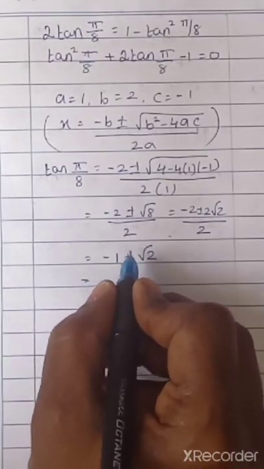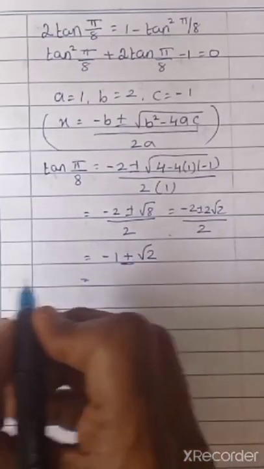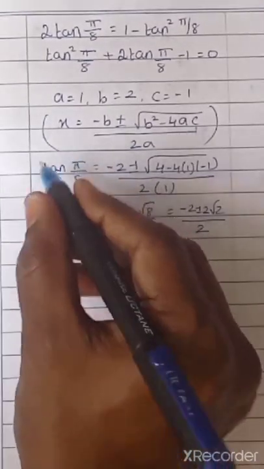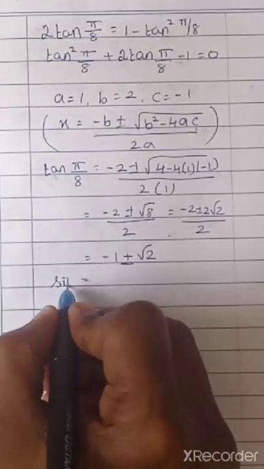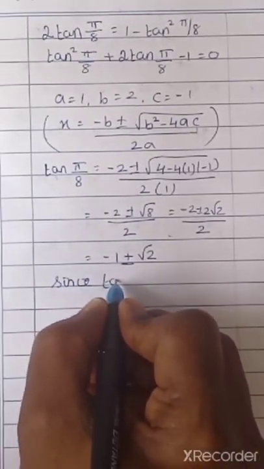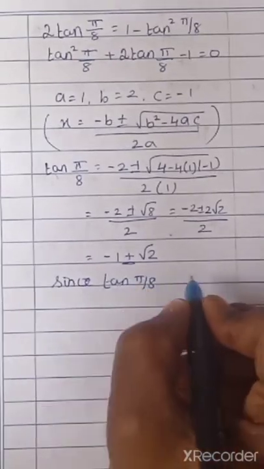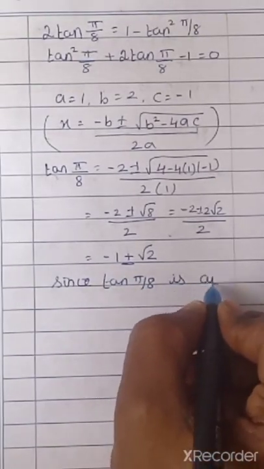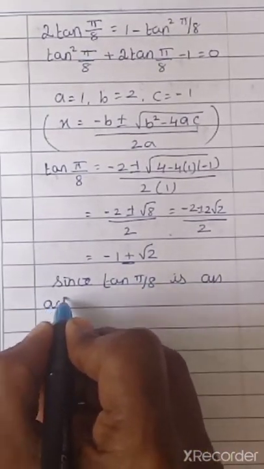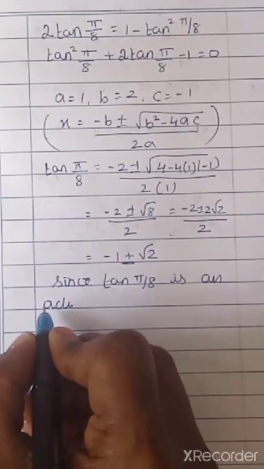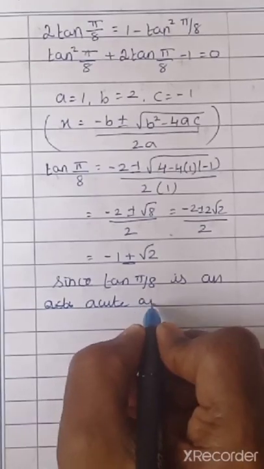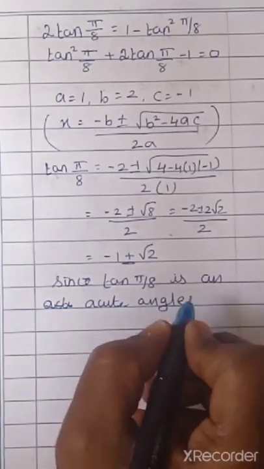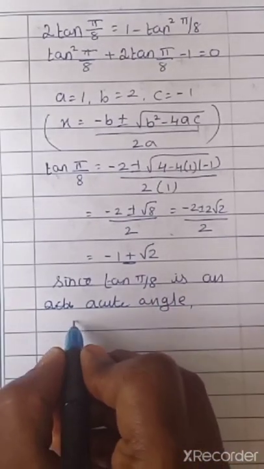Plus or minus means both positive and negative, right? Now look at this. Left hand side is pi by 8. Since tan pi by 8 is an acute angle, it will not be negative.